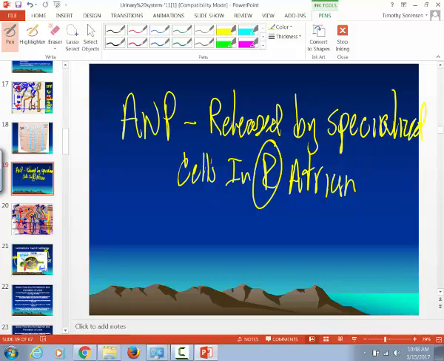In the right atrium. Say yes. Okay? And these specialized cells, you're not going to believe this. They respond to stretch.